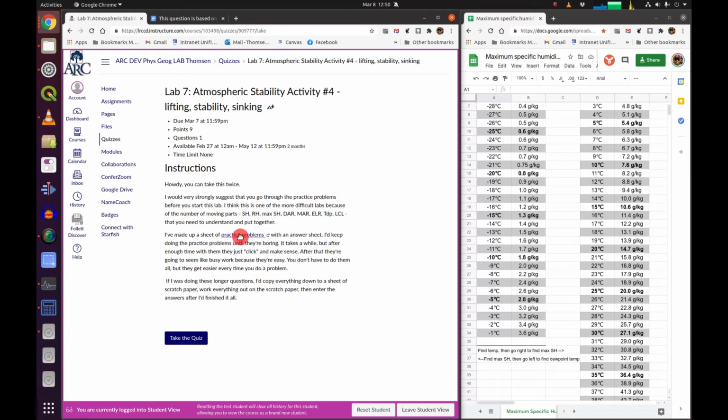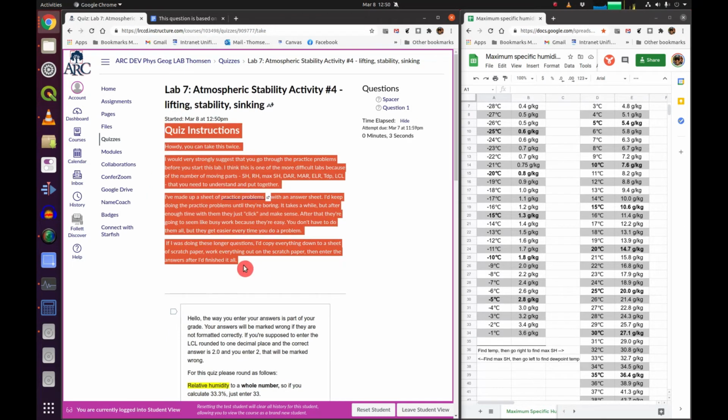I've made up a sheet of practice problems with an answer sheet. I'd keep doing those till they're boring. Finally, if I was doing these longer questions, I'd copy everything down to a sheet of scratch paper, work everything out on the scratch paper, and then copy the answers to the quiz. So let's take the quiz.